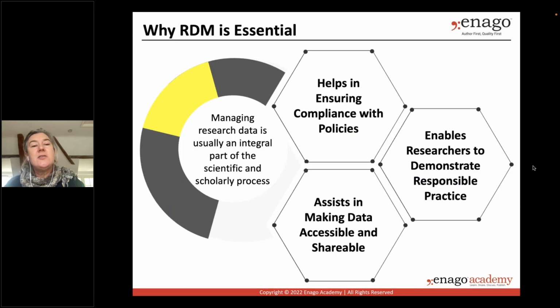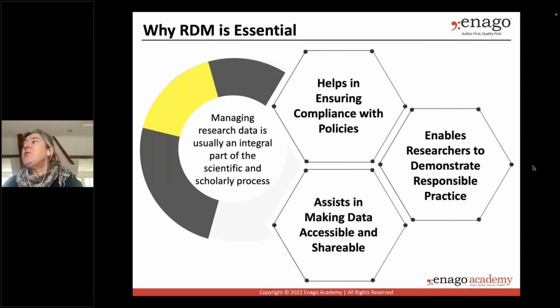And why is it essential? Well, as we already know and have touched on, research data and its management is absolutely pivotal to the scientific and scholarly process, and you need it in order to be able to show compliance with policies. Institutions or funders will likely have research data expectations and policies that you'll need to abide by. You need to be able to show that you're doing that. You also, as a researcher, need to be able to demonstrate responsible practice.